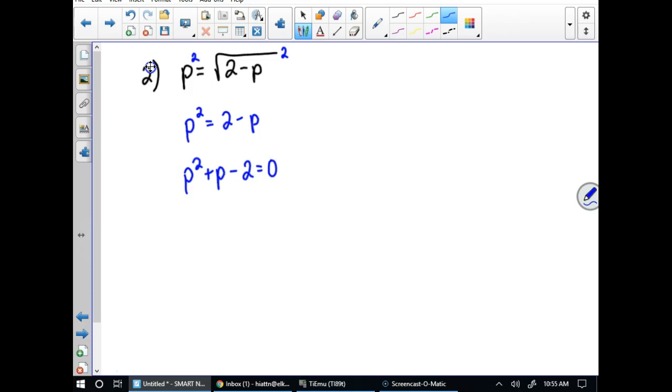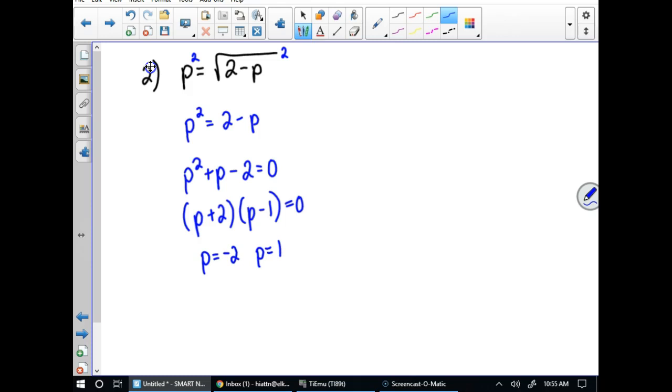So on a lot of the problems on the second page, you're going to get a quadratic that you have to solve. From here, you have lots of options for how to solve a quadratic. You could do quadratic formula. You could complete the square. But if it will factor, factoring is the quickest. Will this factor? It will. P plus 2 and P minus 1. Is that right? Keep in mind, those are not your answers. Your answers are P equals negative 2 and P equals 1.